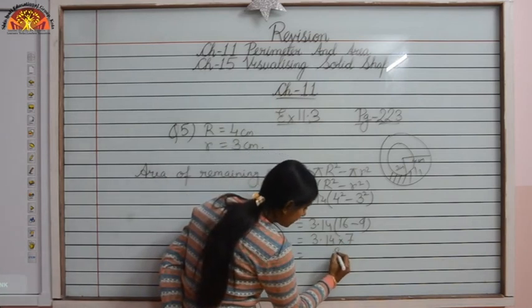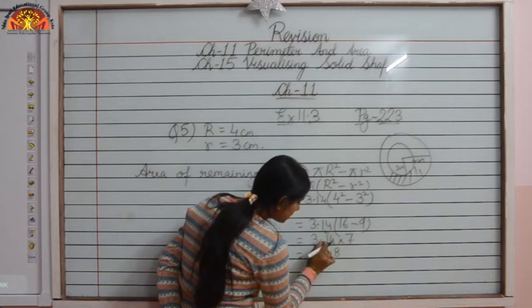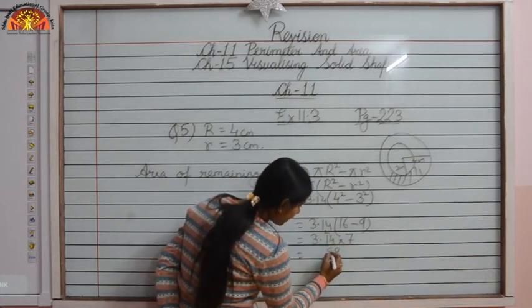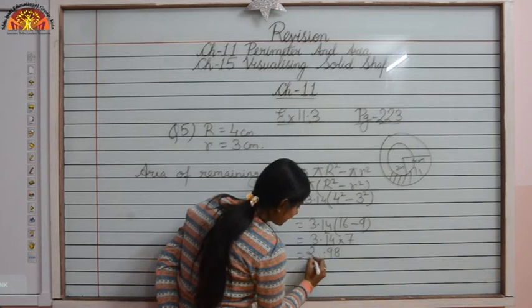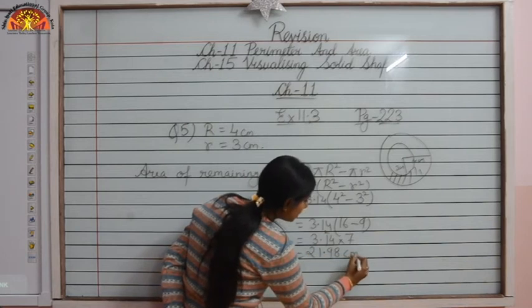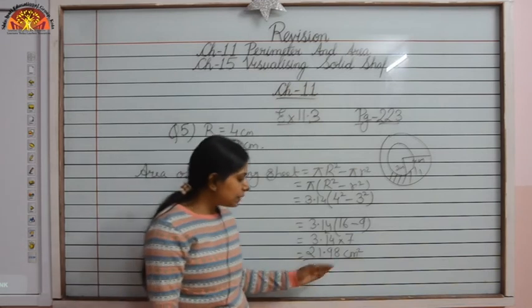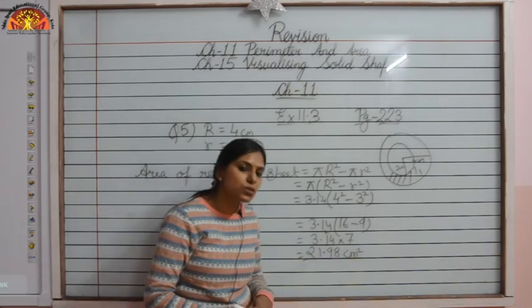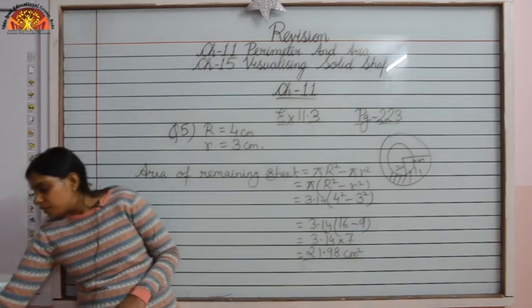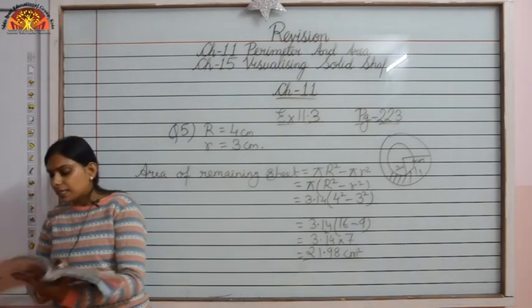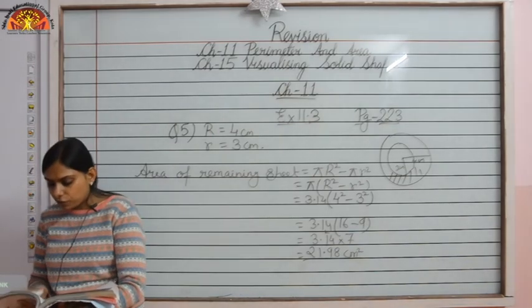7 4s are 28. 7 1s are 7 plus 2 is 9. And 7 3s are 21. That means the area of the remaining sheet is 21.98 centimeter square. Okay. Now children, we'll move to the next exercise, that is exercise 11.4.